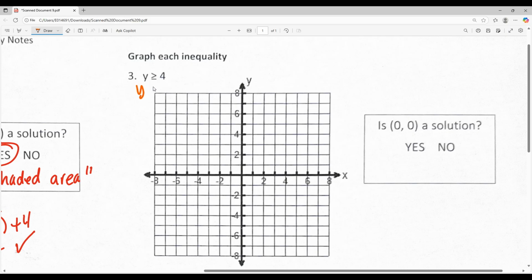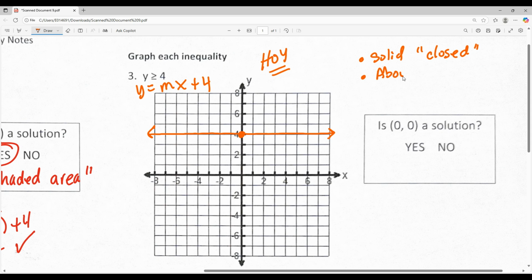So we got y equals mx plus b. Notice I do not have an x. That means our slope, our x, is 0. That means that we have a y-intercept at 4. Remember, if there's no x, that's a horizontal line. There's a line underneath, so we don't want a dotted line. We want a solid line, because we're closed. And we are going to shade above.